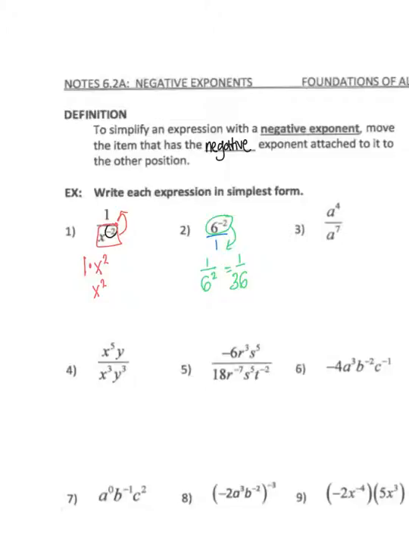For number 3, when I go to simplify a to the 4th over a to the 7th, I'm going to subtract my exponents. I'm going to take the one on the top minus the one on the bottom. That gives us a to the negative 3. Now, if I don't want to have that negative exponent, right now I have a to the negative 3 over 1. So I'm going to take that whole thing and bring it to the bottom of my fraction. And I get a to the positive 3 on the bottom of my fraction.